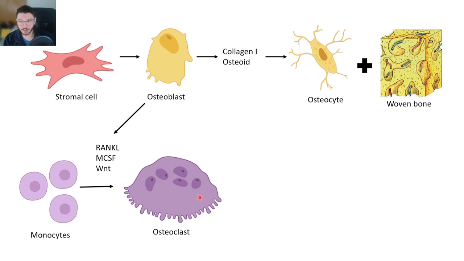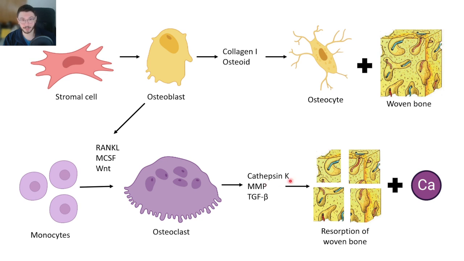What happens here is that once these osteoclasts become mature enough, they start producing cathepsin K, MMP, and TGF-beta. All of these promote the resorption of woven bone and calcium. So this bone gets resorbed, and eventually what should happen is that it becomes broken down so that it can be reformed again by osteoblasts.